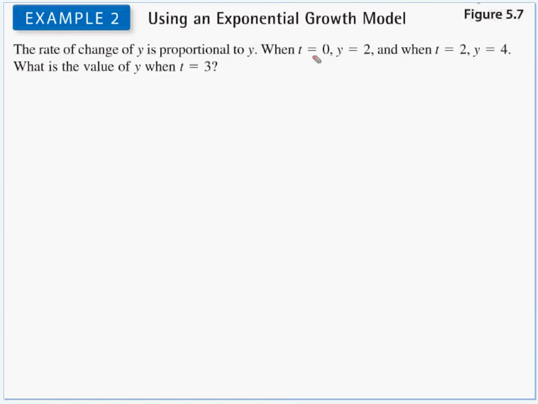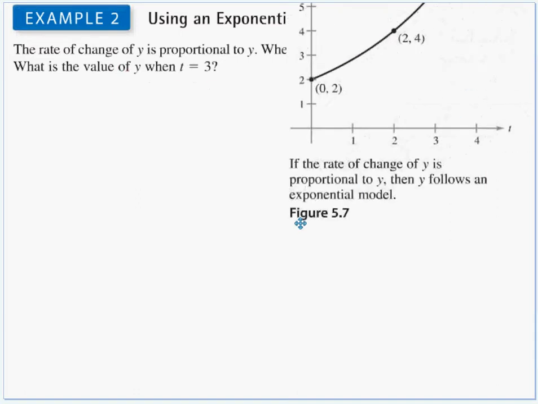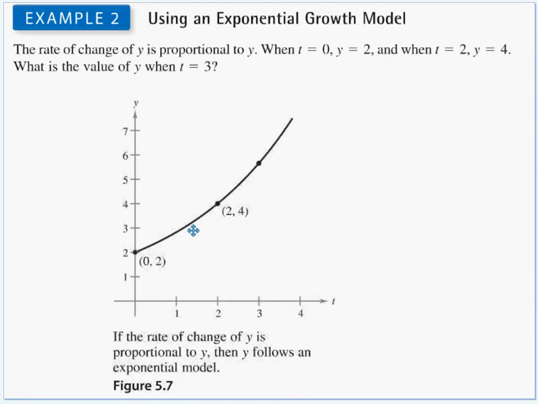So using the first two conditions, we're going to create a model. And then using the model, we will predict what y is when t is 3. So graphically, what's going on here, we've got two points, (2, 4) and (0, 2), and they've told us that the rate of change of y is proportional to y. So we can use those two points to establish the curvature of this specific exponential growth model. Once we have that model, we can use it to figure out this point, (3, ?). We can figure out the y value when t is 3.